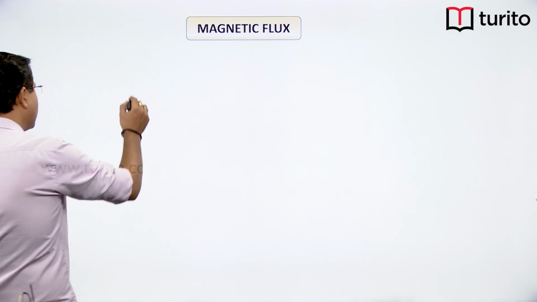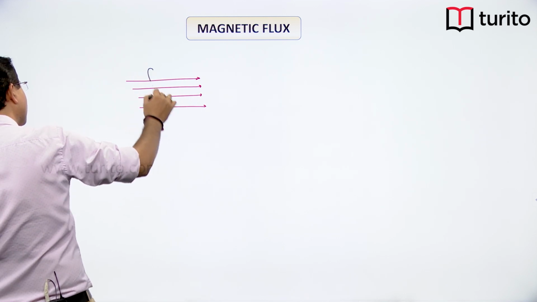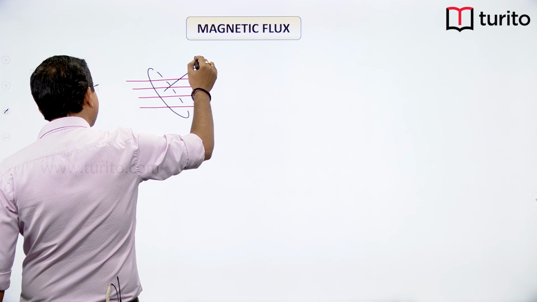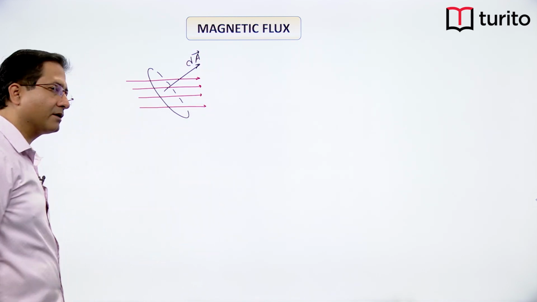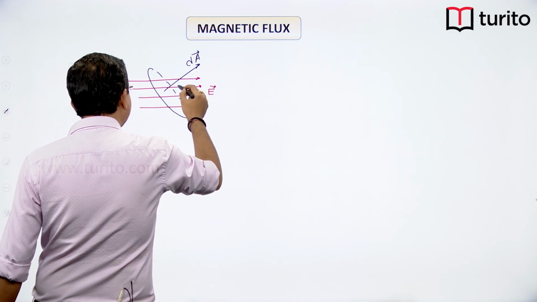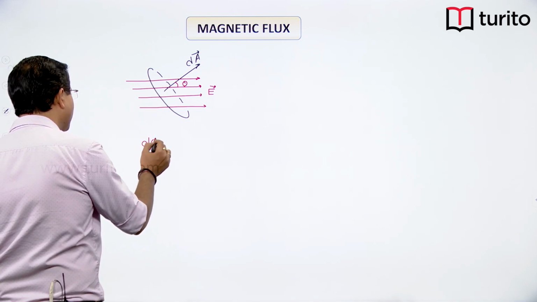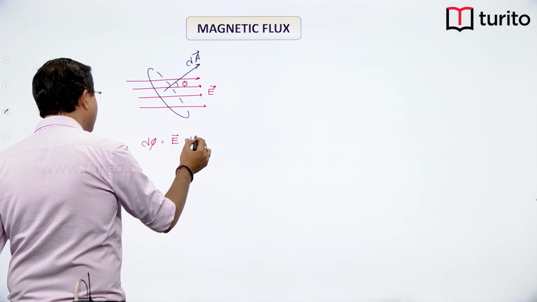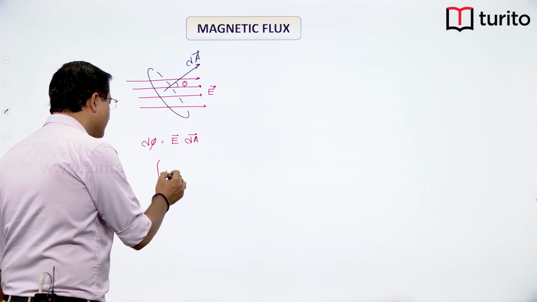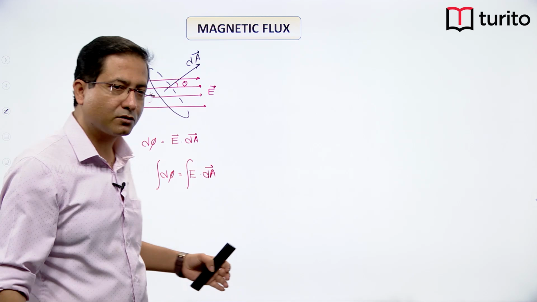So if in a space we have electric field lines, let's take some imaginary area having area vector in this direction. A small elemental area I have taken, and these red lines are representing the electric field, and the angle between them is theta. If I ask what is the flux passing through this imaginary area, the formula was d phi is equal to E vector dot dA vector. E vector dot dA vector was the flux, and if I integrate this one, then I will get the total flux associated. Okay, so this was the formula for electric flux.